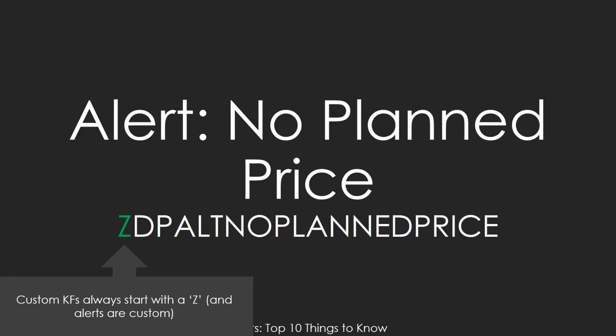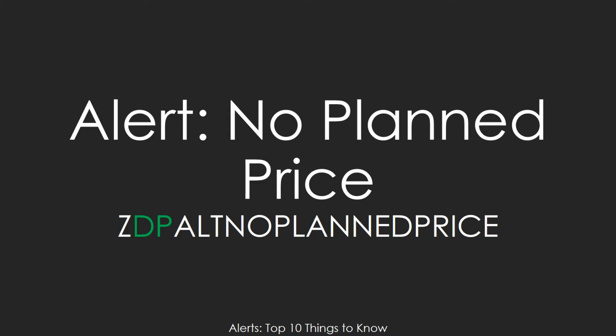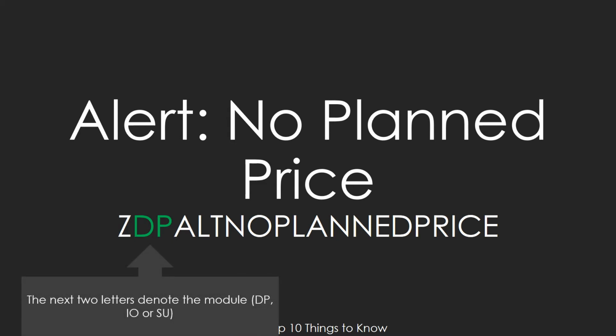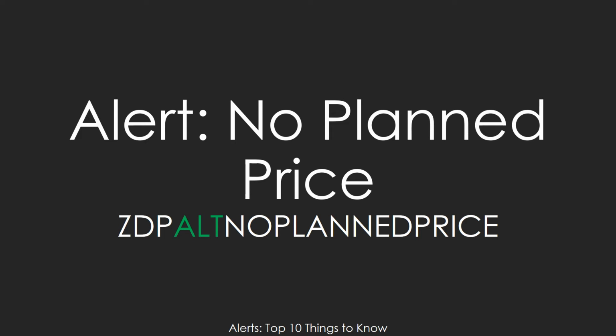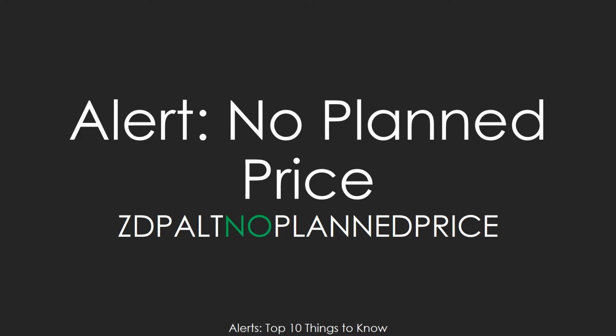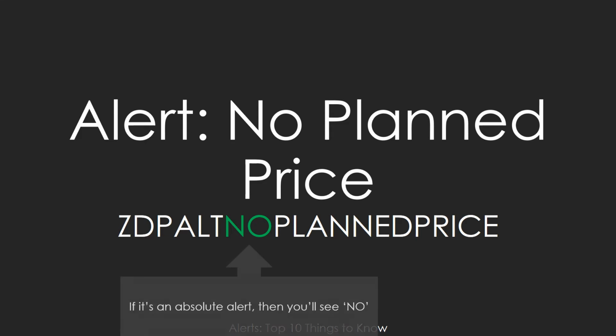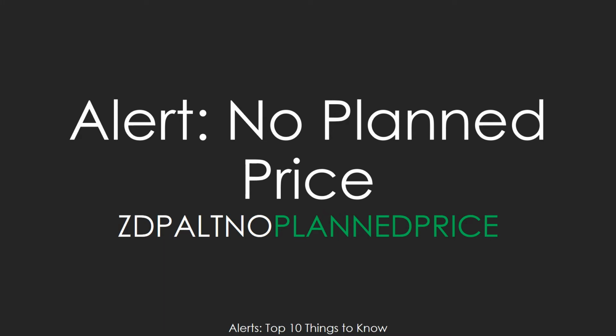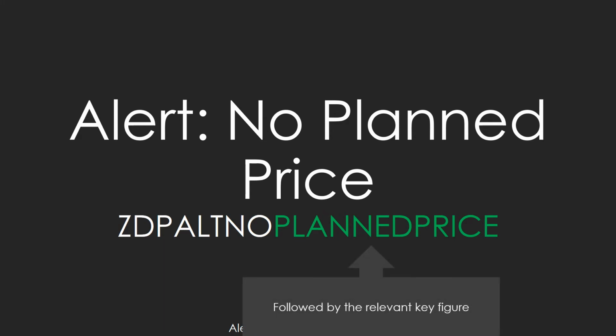Custom key figures always start with a Z, and alerts are always custom. The next two letters denote the module: DP for demand planning, IO for inventory optimization, or SU for supply. The next three characters are always ALT for alerts. If it's an absolute alert, then you'll see NO, followed by the relevant key figure.